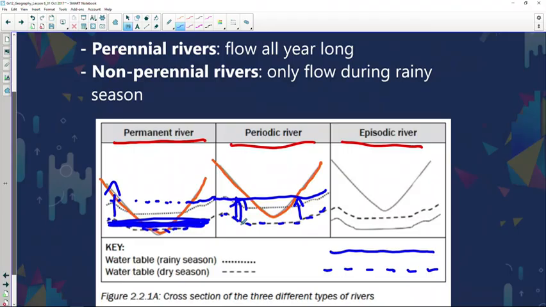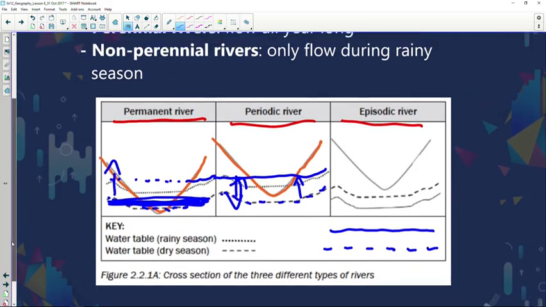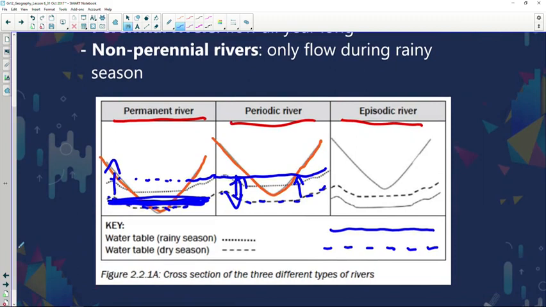So during dry season, there's no water in the river bed, but during rainy season, the water level rises and there will be water. But keep in mind, during dry season again, the water table will drop and there will be no visible water in these river systems. Now, an episodic river, and unfortunately many rivers in South Africa are episodic rivers, only flow after heavy rainfall and only for a very short period of time.